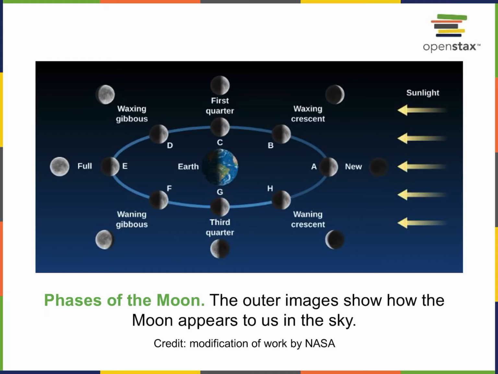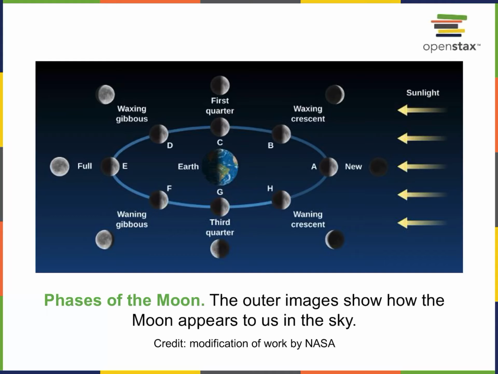To keep this from getting too tedious, I'll let you figure out the position of the moon relative to the Earth and the Sun for all of the other phases. So look at the other letters, B, C, D, etc., and make sure you understand why each position corresponds to the phase we see in our sky.